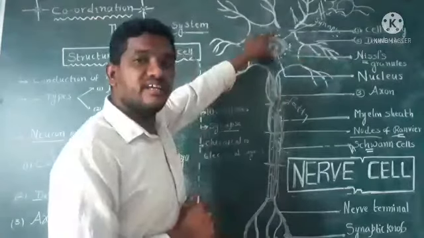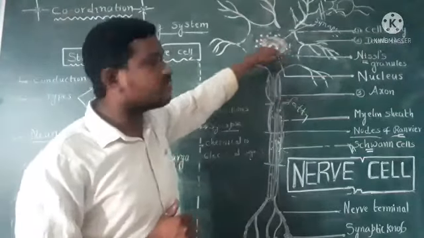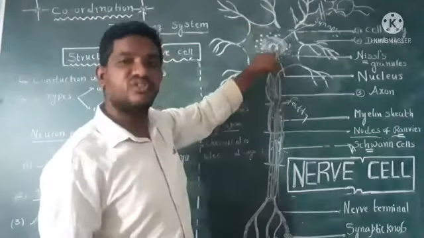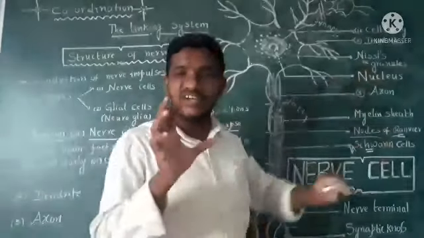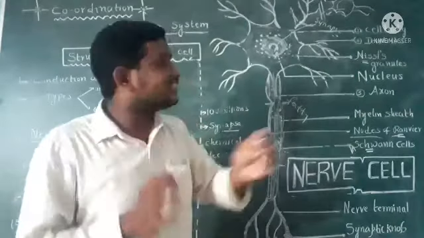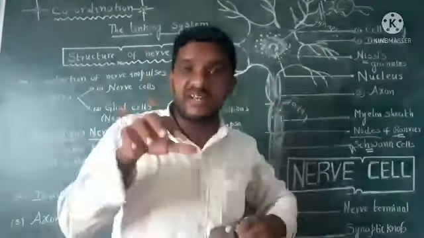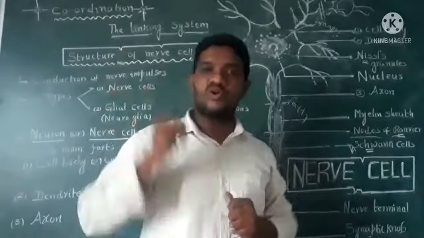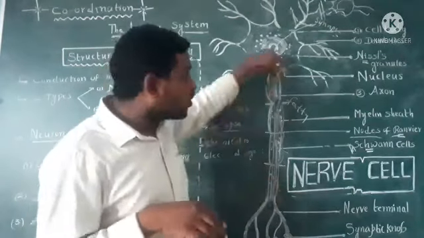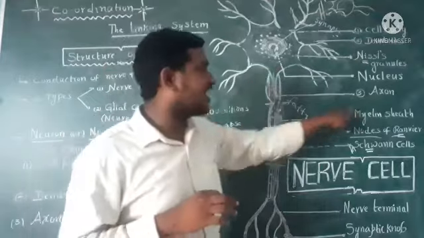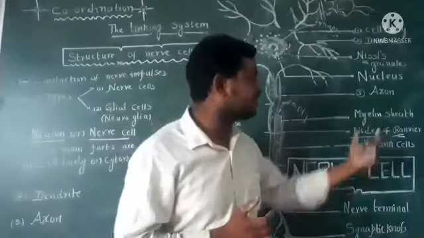One is the cell body, second is dendrites, third is the axon. Each nerve cell has a cell body containing a prominent nucleus. Around the nucleus there are granule-like structures called Nissel's granules. Small, short projections extending from the cell body are called dendrites, which help in receiving information from another neuron. The long cylindrical projection extending from the cell body is called the axon. The axon is covered with the fatty material called the myelin sheath.